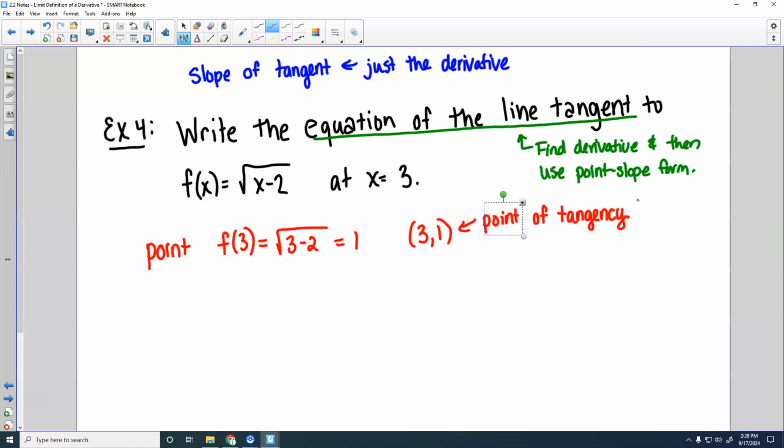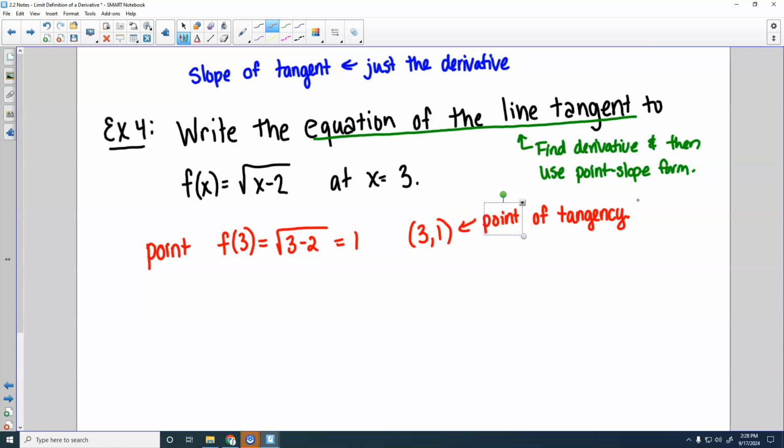Okay, so sometimes the point's given to you, but the textbook, for example, gives you the x and the y coordinate on the point, so you wouldn't even have to do that step because it's given to you. But for this, you only have the x coordinate, so you got to plug it in to find the y coordinate. Then, to find the slope, you need the derivative.